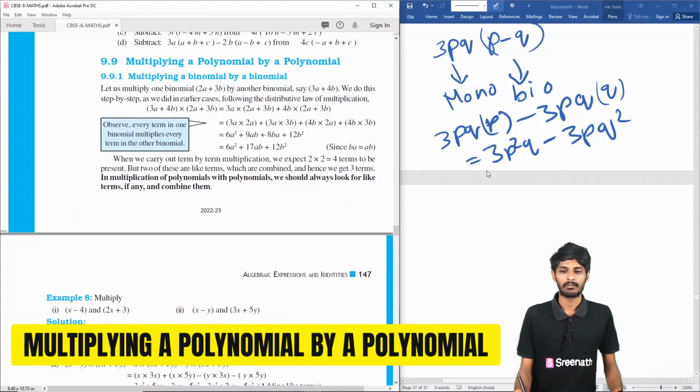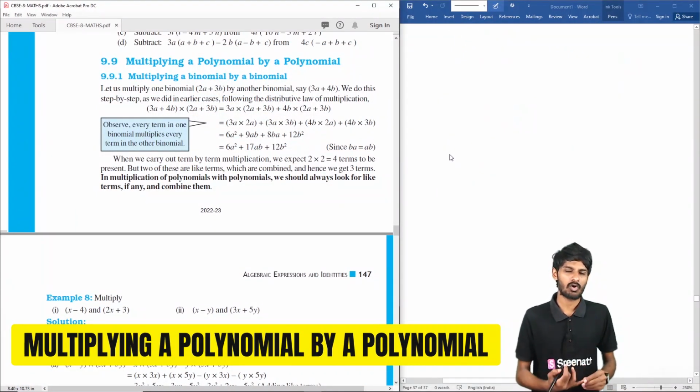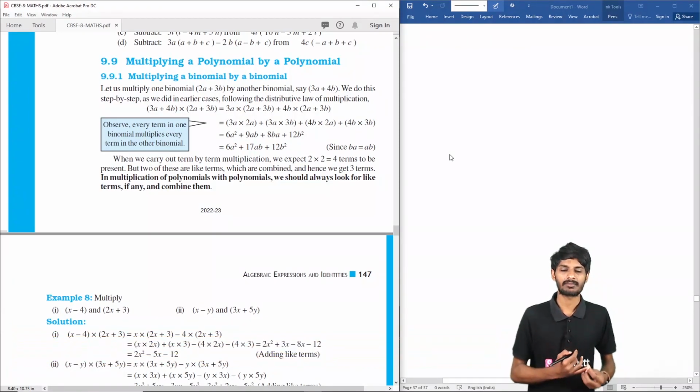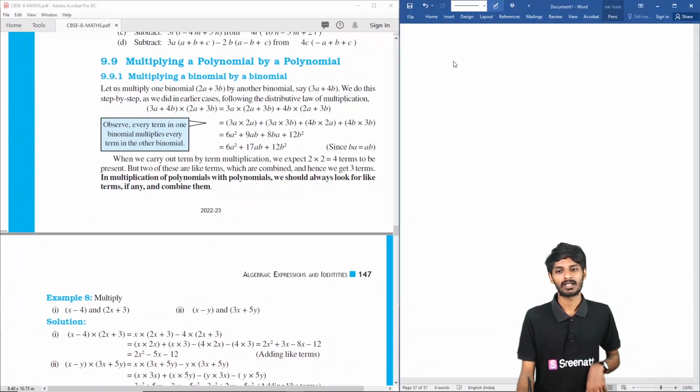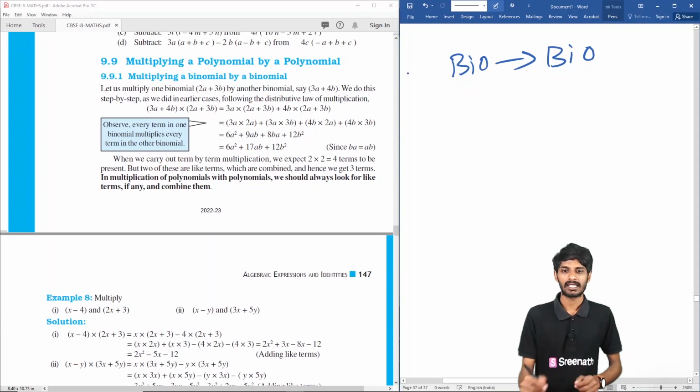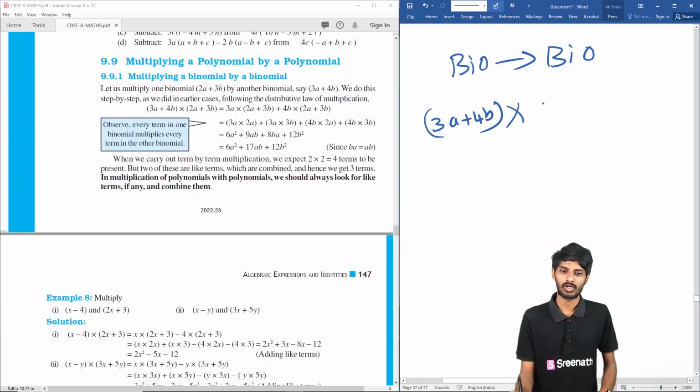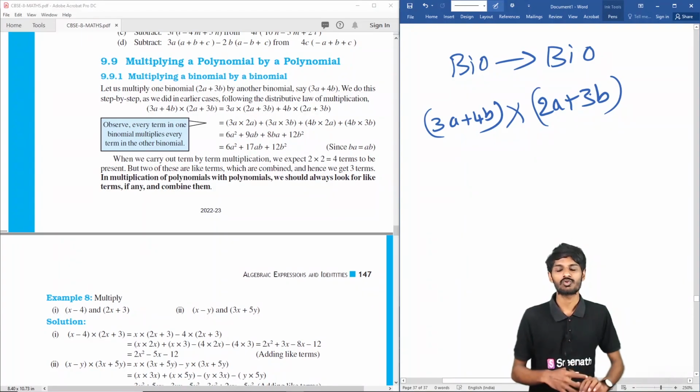And now multiplying a polynomial by a polynomial. In this subtopic, there is a binomial and we have to multiply it with another binomial. How to do this task? Take an example. 3a plus 4b is there. It is a binomial and we have to multiply it with another binomial, that is 2a plus 3b. So it is also a binomial. So multiplying a binomial with a binomial.